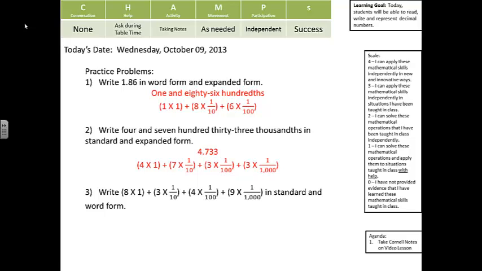And in our last practice problem, we have it in expanded form. We write it in standard form, it's 8.349. And in word form, it's 8 and 349 thousandths. So if you have any questions about that, please bring them to class and we will go over them then.